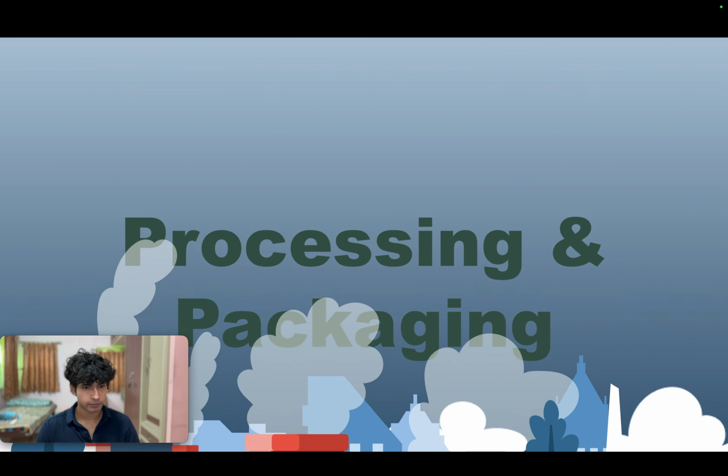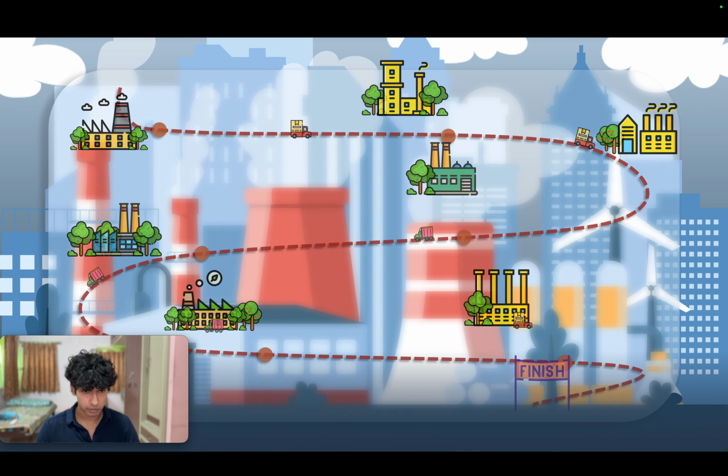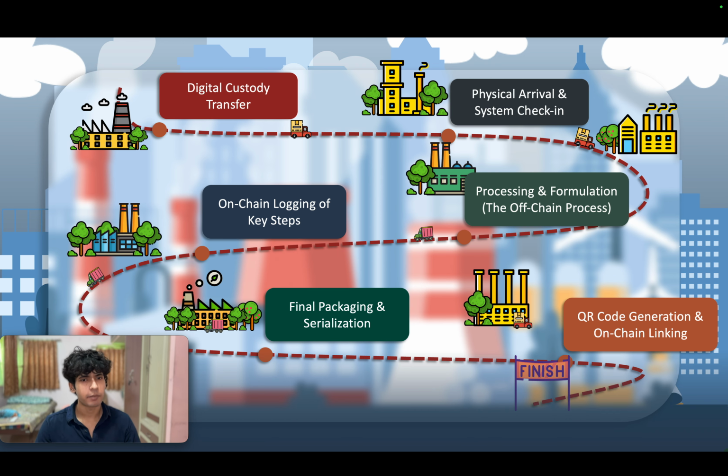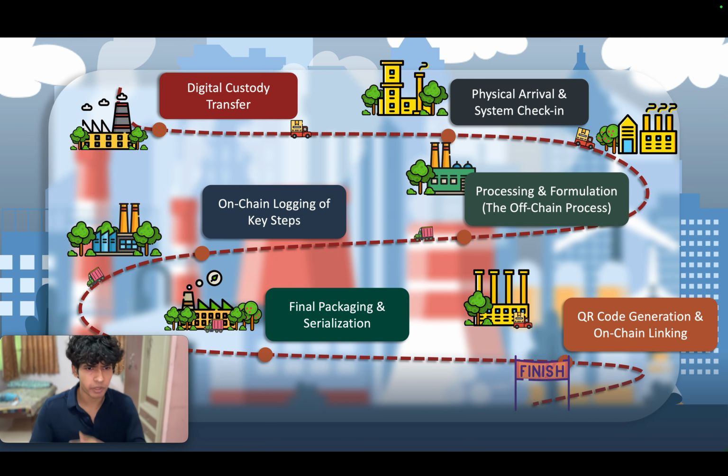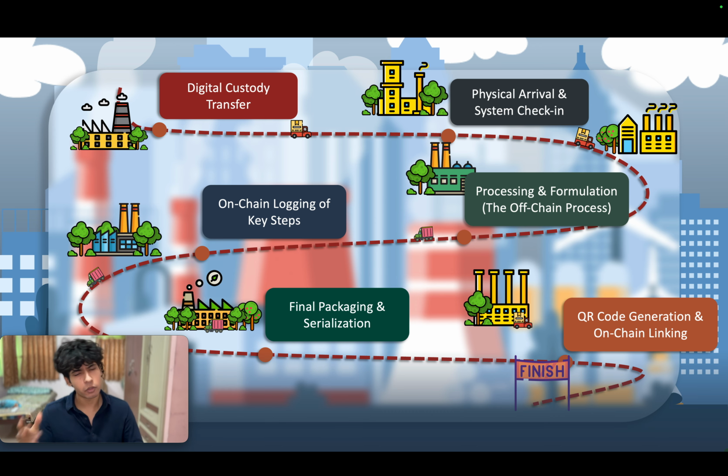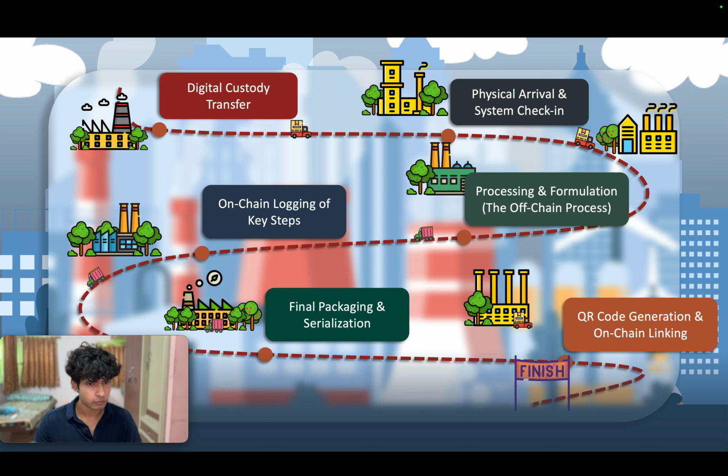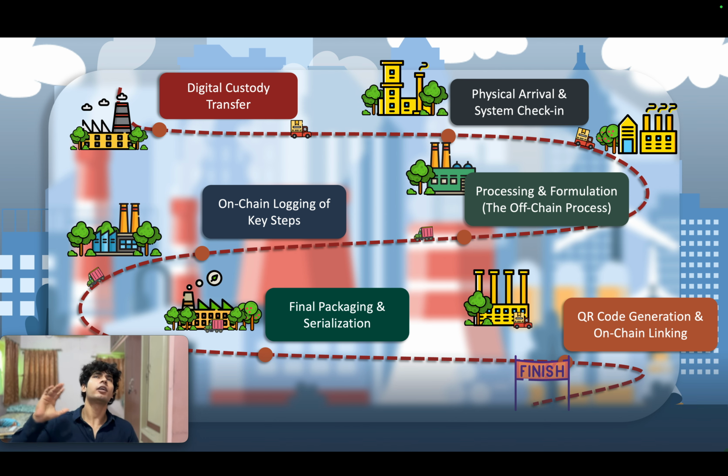Processing and packaging. Of course, now we are coming to the end stage after it has been lab tested. Some company is going to formulate that herb into a particular product. The raw material is going to turn into the finished product. And at the end of the day, when the product and the herb have been lab tested, the QR code will be generated, and that QR code will contain everything about that particular batch.